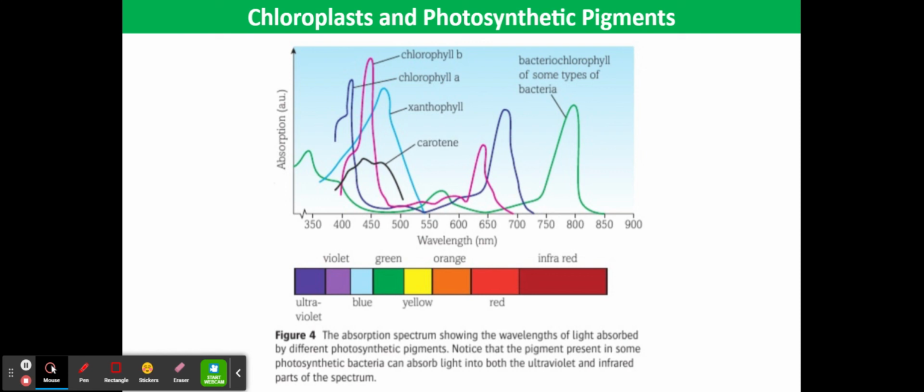Chlorophyll B absorbs light of wavelengths 400 to 500 nanometers and around 640 nanometers. It appears yellow-green. Carotenoids absorb blue light of wavelengths 400 to 500 nanometers. They reflect yellow and orange light. Finally, xanthophylls absorb green and blue light of wavelengths 375 to 550 nanometers. They reflect yellow light.